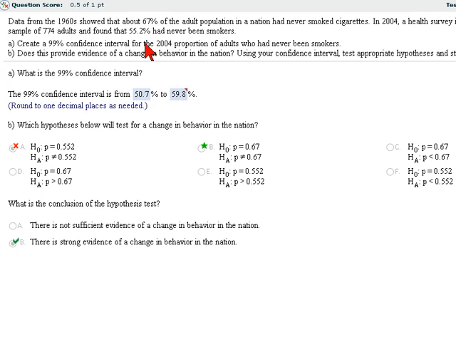Is it different enough to indicate that there has been a change in the number of adults that have never been smokers? So you always use in your null hypothesis the assumed or true value, and then the alternative is that it's not equal, or it's greater than, or it's less than. Okay. Since they said, does this provide evidence of a change in the behavior, what you would do is look for the null value and see if it's within the confidence interval, and you can see that it's not. The null is not in there, so there is strong evidence of a change in the behavior.